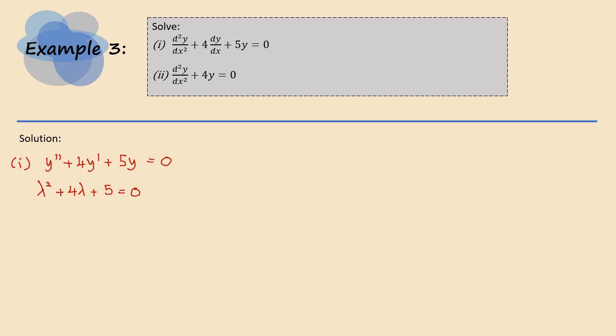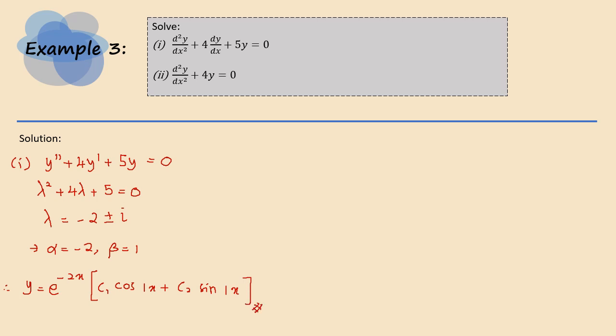Now let's find the roots of this equation. So our root is lambda equal to minus 2 plus or minus i. That means we have complex roots. So from here, alpha is equal to minus 2, while beta is equal to 1. Since we have complex roots, the general solution for complex roots is y equal to e to the power minus 2x (c1 cos beta x plus c2 sin beta x), so cos 1x plus c2 sin 1x, since beta is equal to 1.